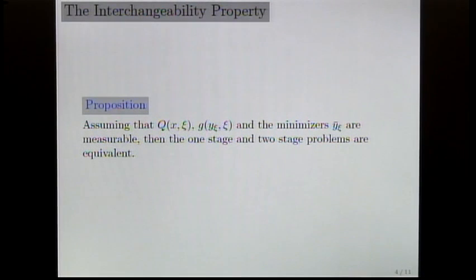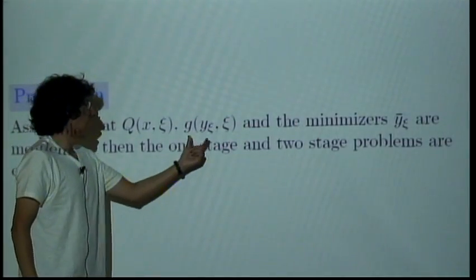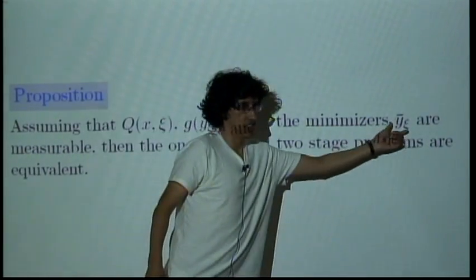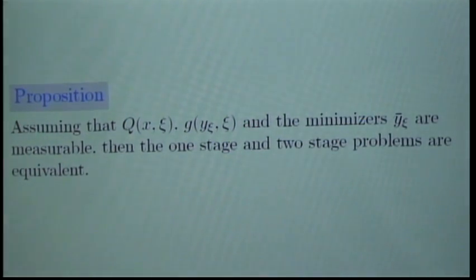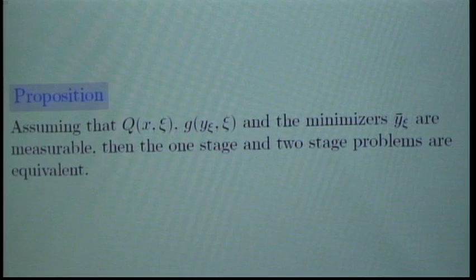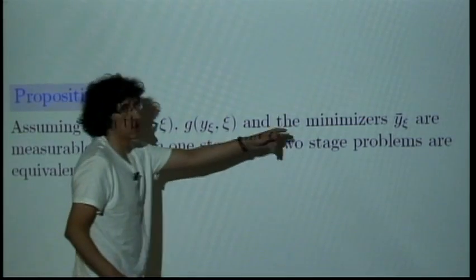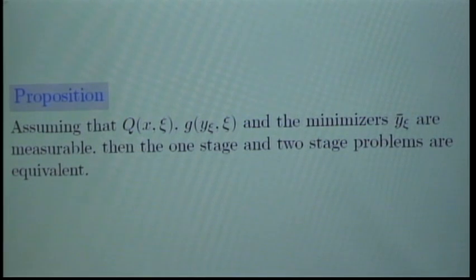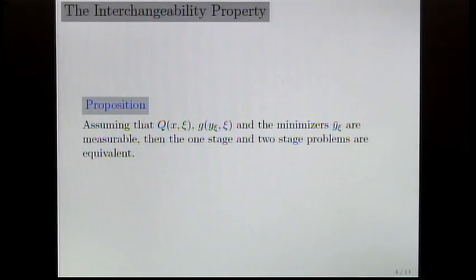Well, here we have a proposition. It means that assuming that these functions are always measurable, and that the minimizers of both problems are always measurable, which is quite a strong assumption, then the one-stage and two-stage problems are equivalent, in fact. So for the discrete case, they are completely equivalent. For the general case, they will be equivalent as long as you can ensure that these three quantities are measurable. And the proof is easy. I can do the proof.